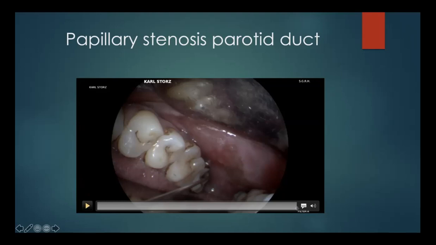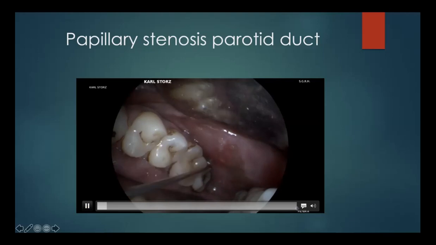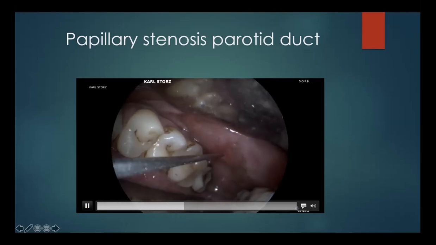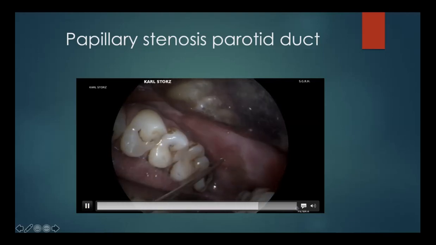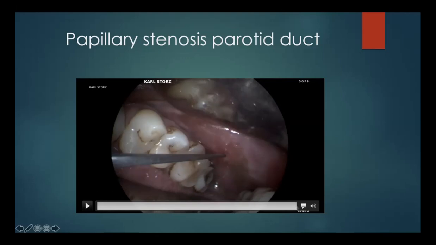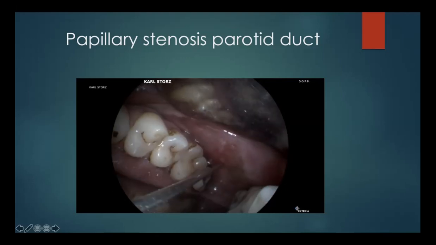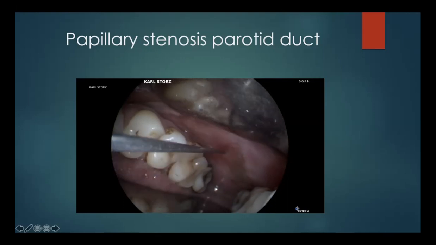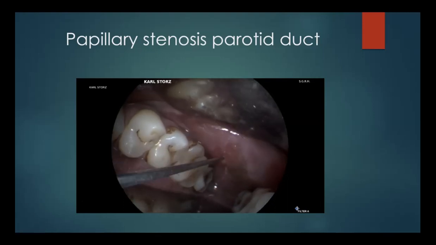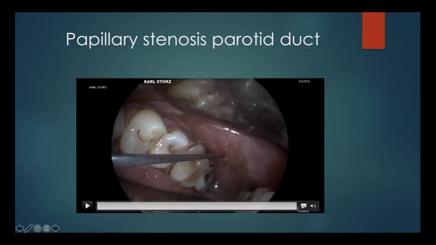When we talk about parotid papillary stenosis, the situation becomes slightly more complex. Now, this is a case with oral submucous fibrosis as well. And the papilla was identified with quite some difficulty. But you can see a drop of saliva which is being expressed right there. And that is how you deal with a papillary stenosis.